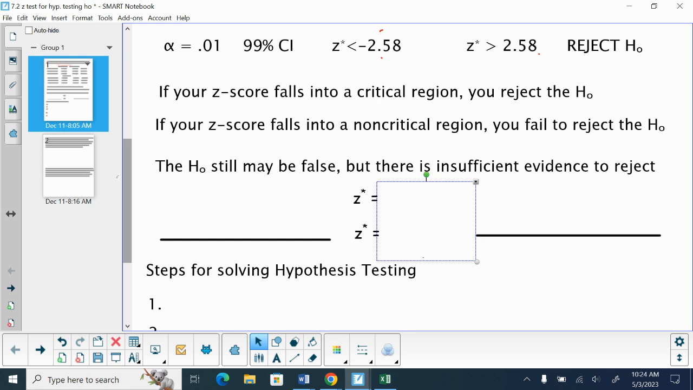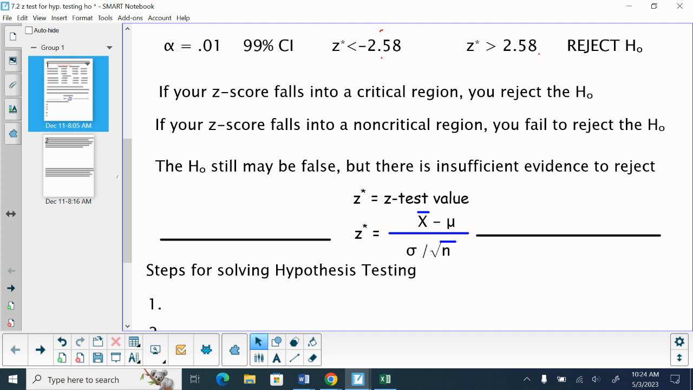We have this as your z-test score. Your z-test score looks very similar to what we dealt with before with the central limit theorem. We have our test score: we have our sample mean minus our population mean, divided by standard deviation divided by square root of n. If you remember central limit theorem, that's how we calculated the z-score. That's what we'll be doing again.